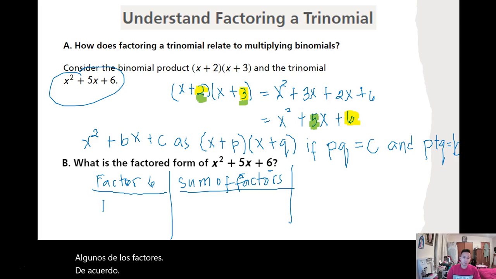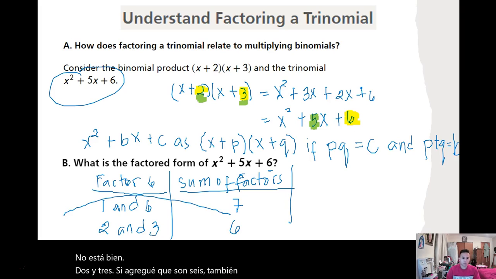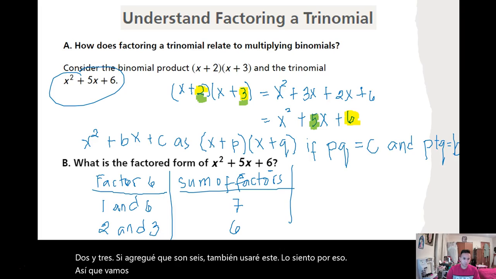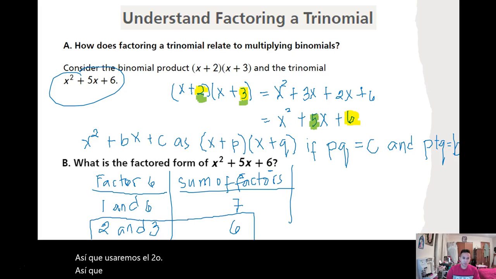I can give 1 and 6. 1 and 6, if I add that, it's 7, which is not 5. 2 and 3, if I add it, it's 5. So we'll be using the second one, 2 and 3, as the factors.